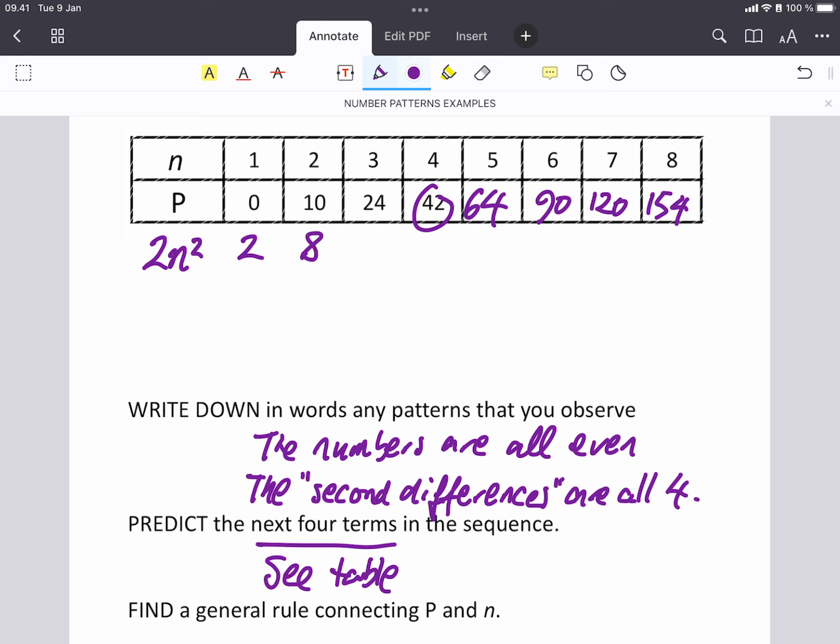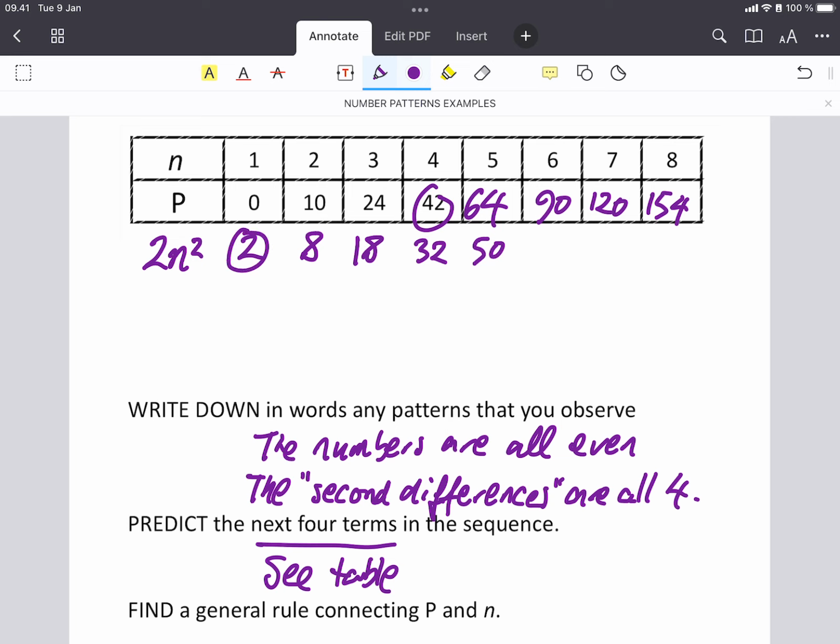2 times 3 squared, which is 2 times 9, which is 18. 2 times 4 squared, which is 2 times 16, which is 32. 2 times 5 squared, which is 2 times 25, which is 50, and so on. So we're not getting the terms that we want, but let's just see what we need to do to the terms we're getting to get the terms we want.